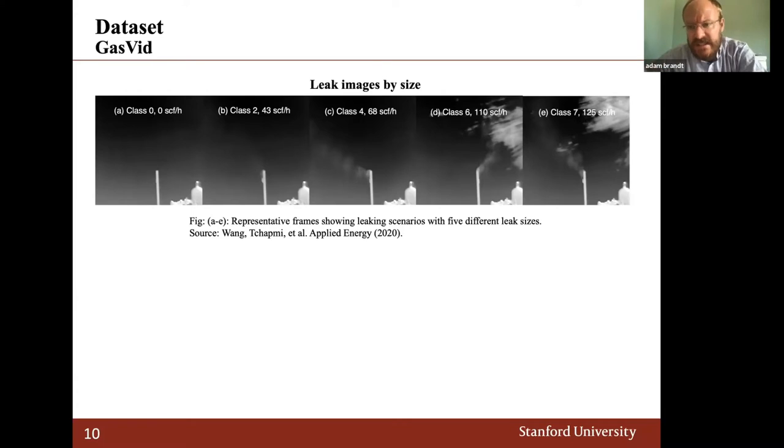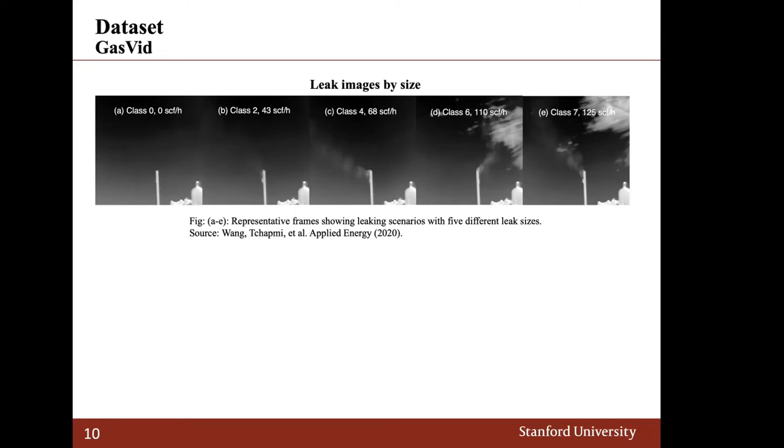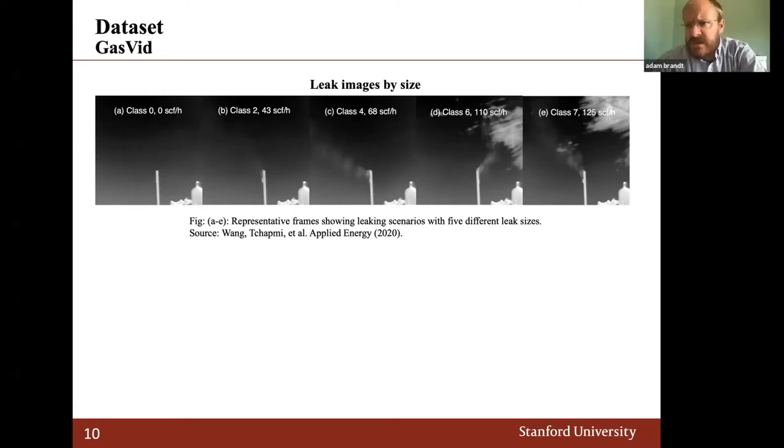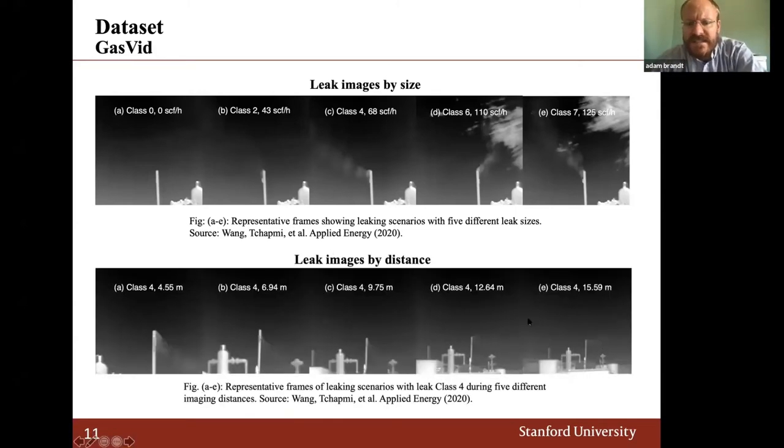And distance is 15 feet to 50 feet. We didn't go closer than 15 feet because we want this to be automobile mounted, and even 5 meters is pretty close to get in a truck. So we want to have a standoff distance. Now, leak images by distance. This is the same class 4 leak at 5 meters and 15 meters. At 5 meters, the signal is much better. When we step back, with the same piece of equipment, I think even on the same day, it gets quite a bit harder to see, as you might imagine.